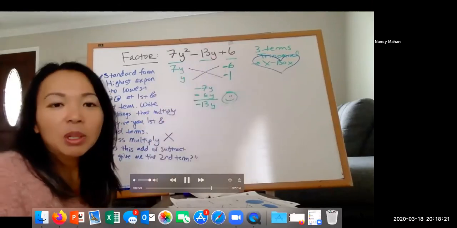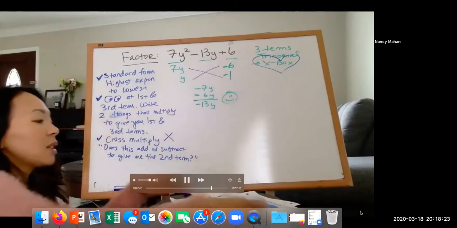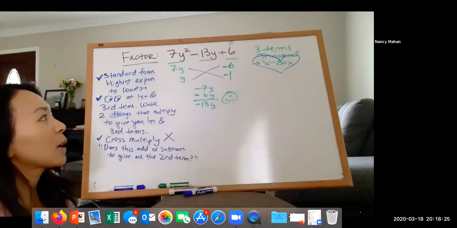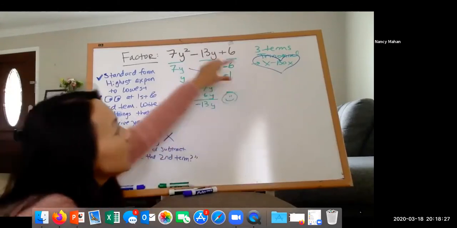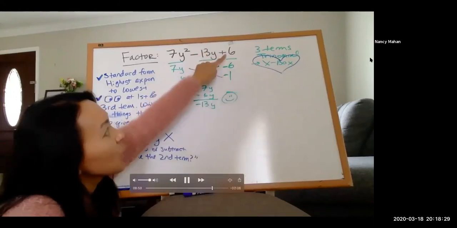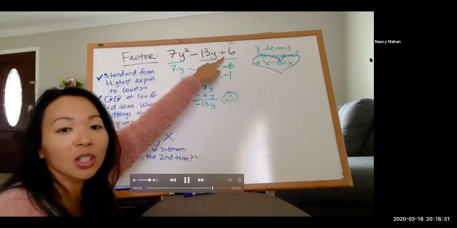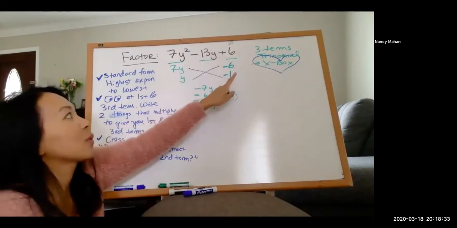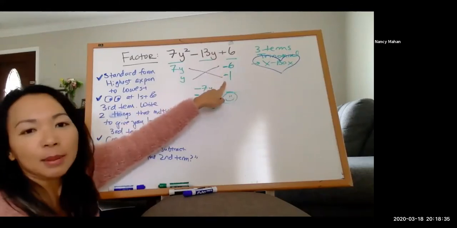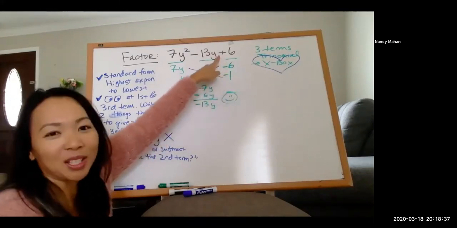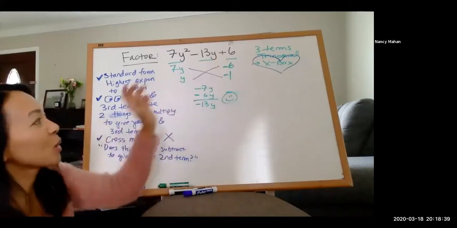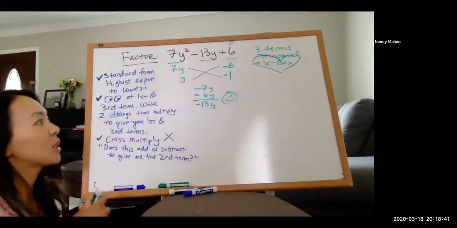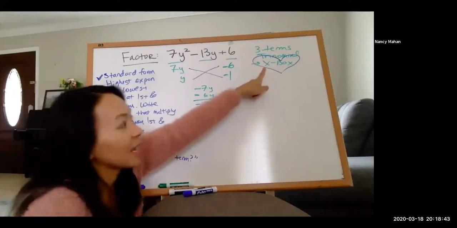But I need to be really careful at this point. When I put these negatives, I need to make sure that if I multiply these two numbers, I still get the third term. And the answer is yes, thankfully. Negative 6 times negative 1 does give me a positive 6. So that does work. So those are my winner chicken dinner numbers. So that's the part for X.